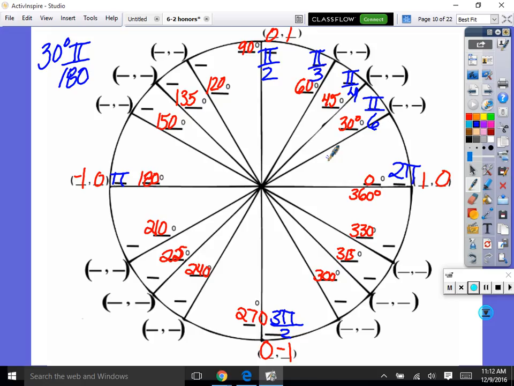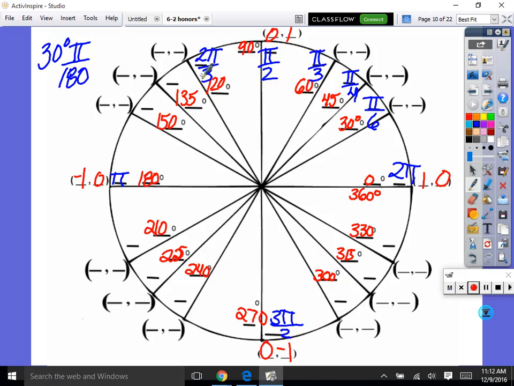So I'm just doing a little trick so that I don't have to convert all of these this way. Going this distance was pi over 6, right? That's 1 pi over 6. So going that same distance would put us at 2 pi over 6, which is right here at pi over 3, right? 2 pi over 6 simplifies to pi over 3. Does everybody see? And then here's 3 pi over 6, 4 pi over 6. So 4 pi over 6 is 2 pi over 3.